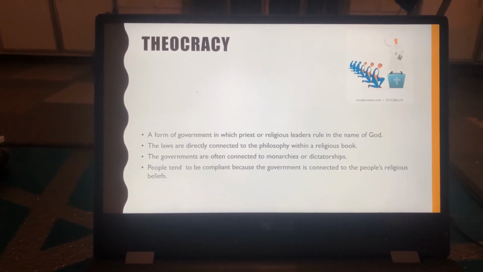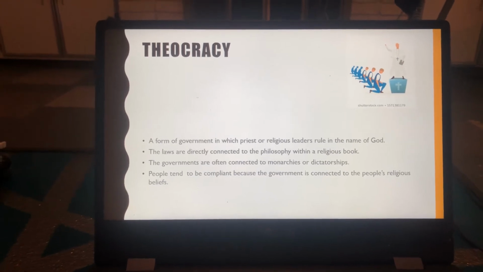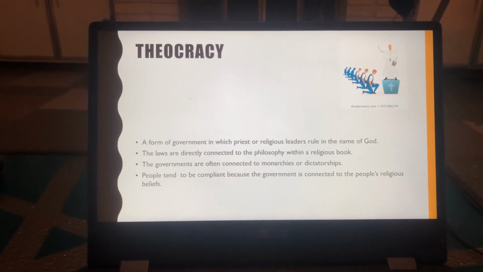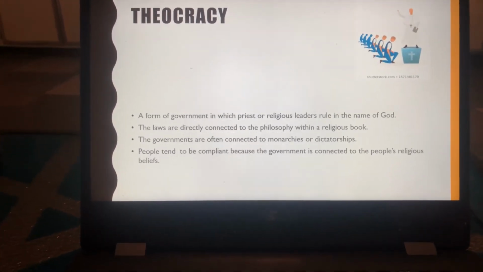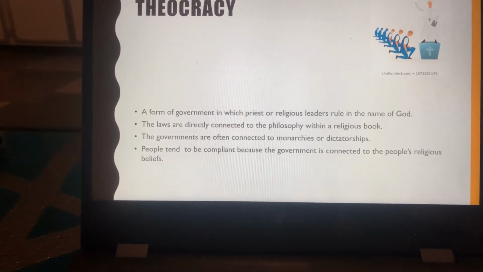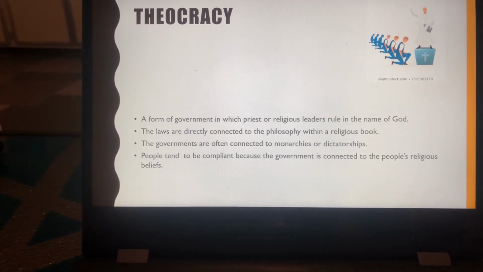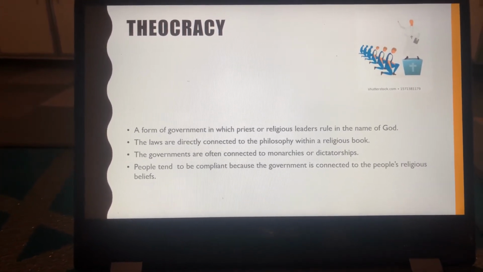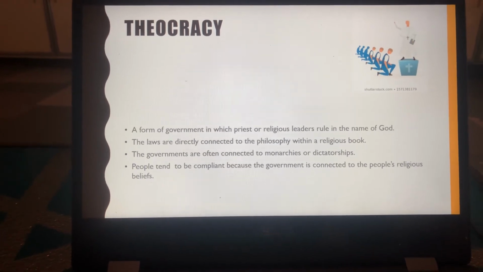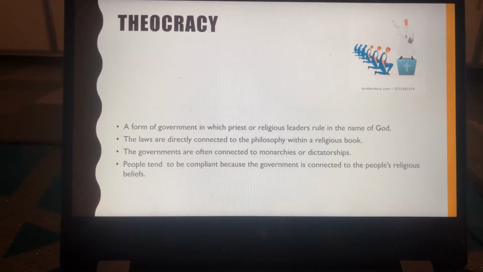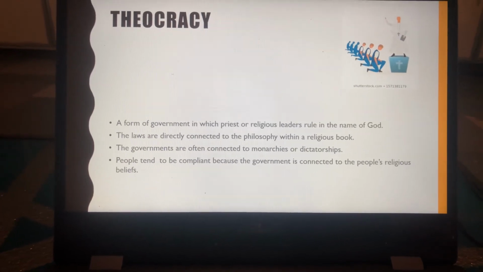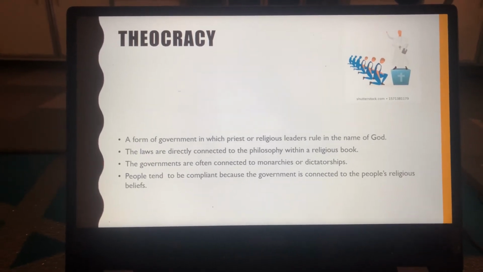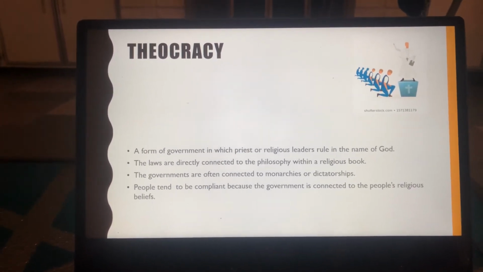A theocracy is a form of government in which priests or religious leaders rule in the name of God. The laws are directly connected to the philosophy within whatever religious book that they have. The governments are often connected to monarchies or dictatorships. People tend to be compliant because the government is connected to the people's religious beliefs or religious views. And that's a theocracy. Theocracies are very strong because it's connected to religion.